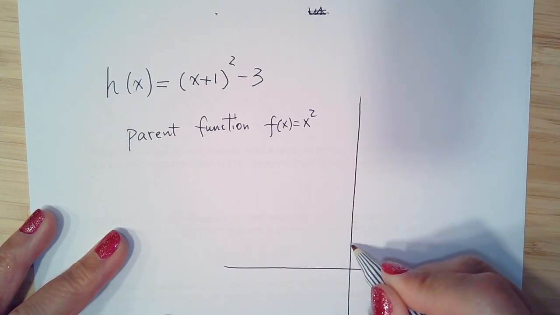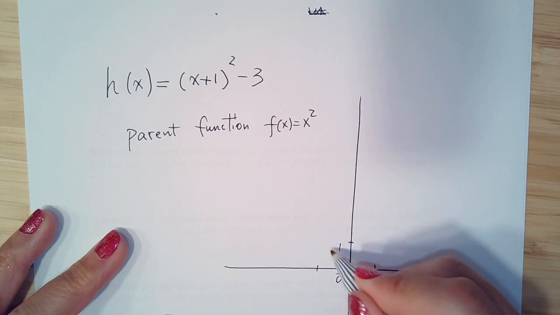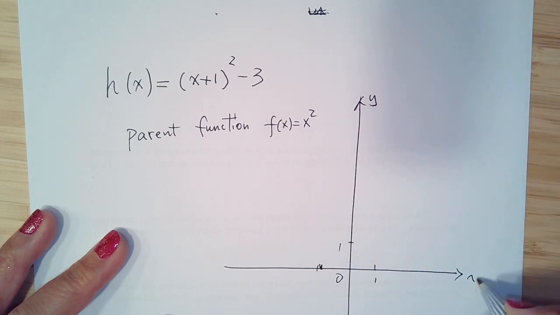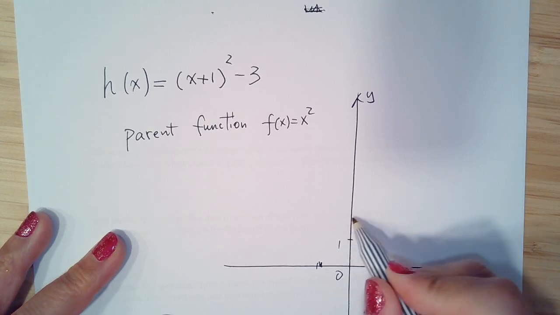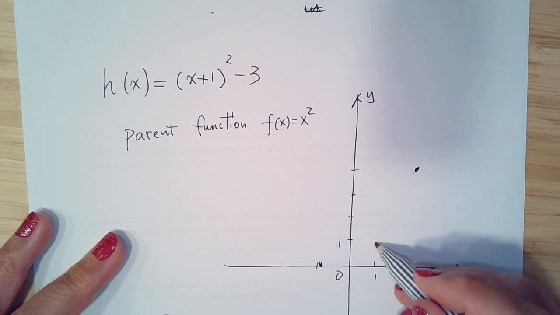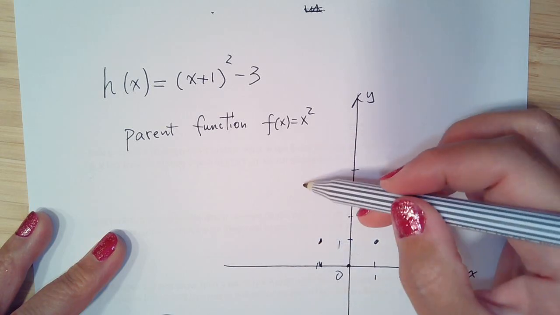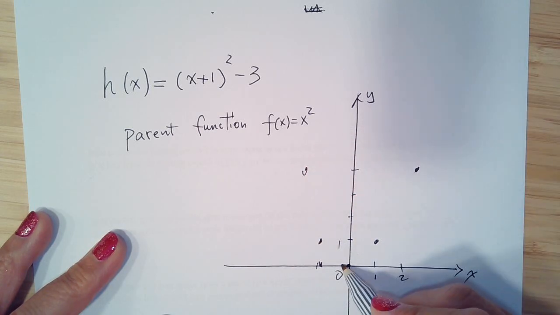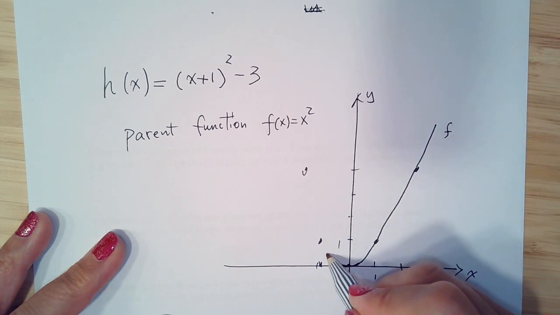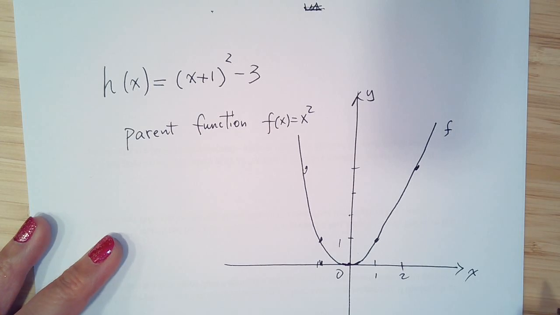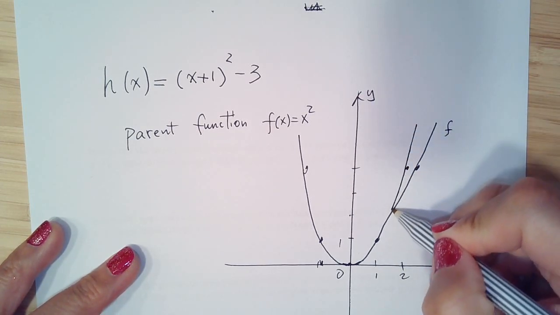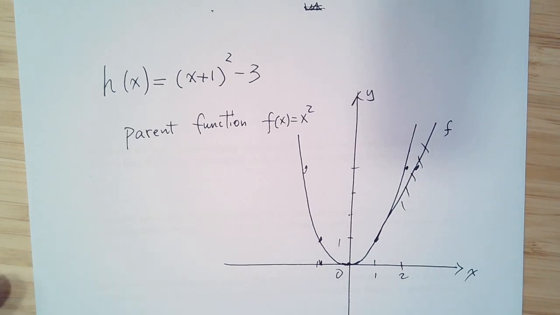Here's 1, here's 1, here's a 0. So I'll do this very quickly, okay? If here's 2, then that's 1, 2, 3, 4. I have to pass these points. That's my f, that's my parent function. It looks very ugly. Okay, forget about that. So that's my parent function.